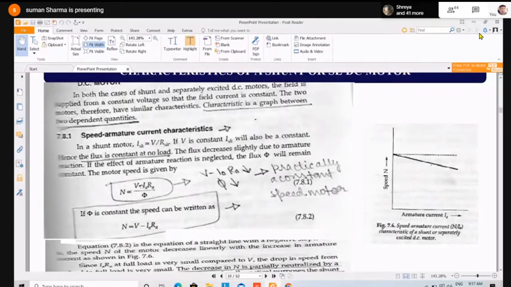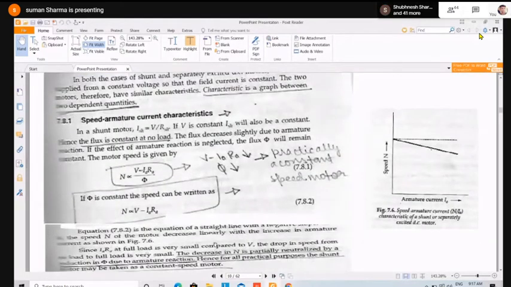Flux is constant in case of shunt motor, then your speed is proportional to back EMF only. So it is proportional to V minus IaRa. This equation is a straight line. It is of the form y is equal to mx plus c. Y is the speed, x is the armature current. Your intercept is your no load voltage, applied voltage V. From that you are subtracting IaRa. Ia is your x variable and minus of Ra means slope is negative.